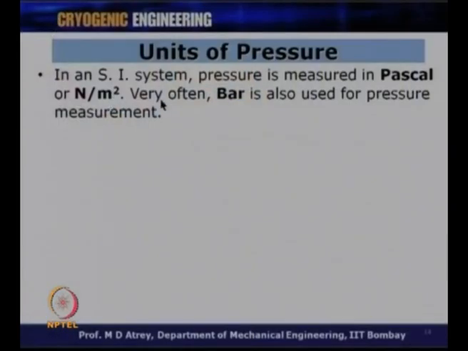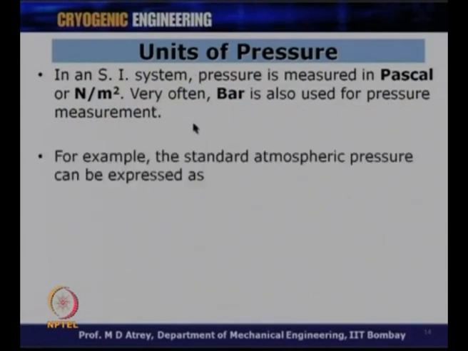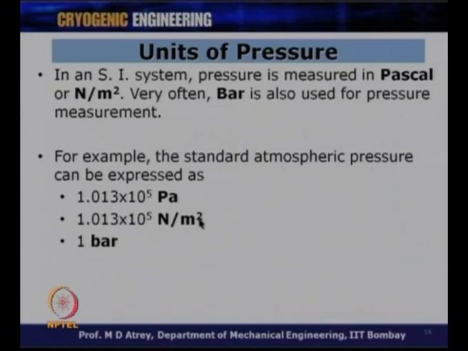So, let us understand what the normal units of pressure are, and then we will define how we refer to different vacuum levels. In SI units, pressure is measured in Pascal, or Newton per meter square. Very often bar is also used for pressure measurement. For example, the standard atmospheric pressure can be expressed as 1.013 × 10^5 Pascal, or 1.013 × 10^5 Newton per meter square. This is what we normally use in SI or in thermodynamics.